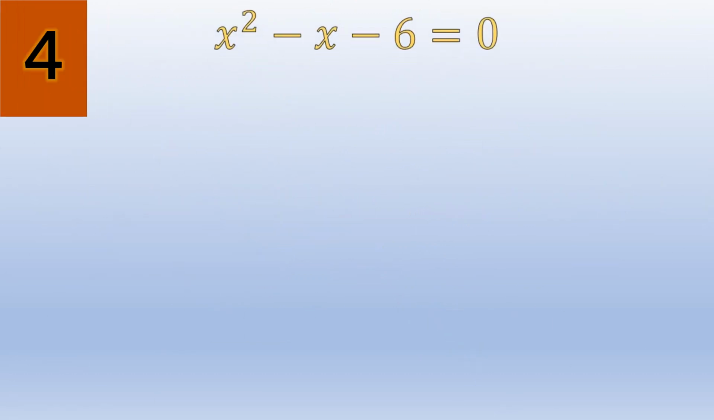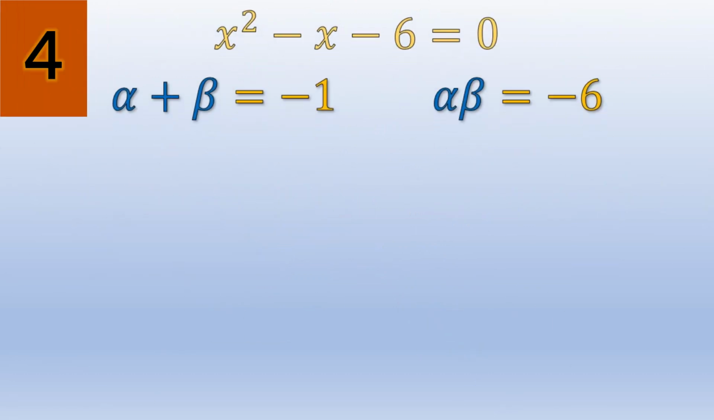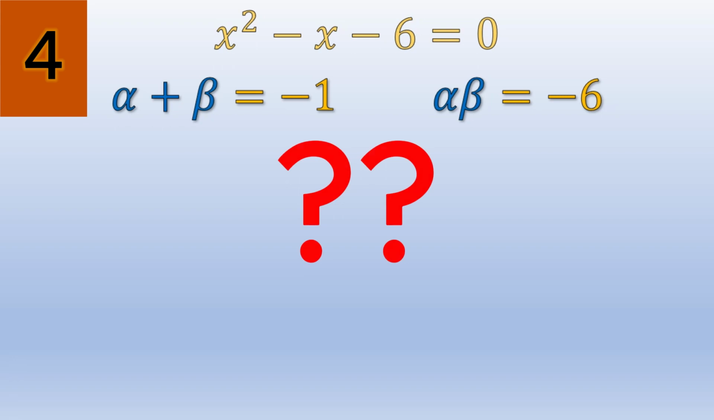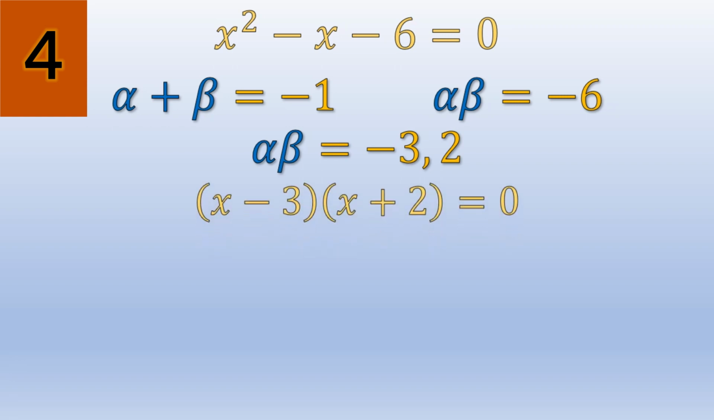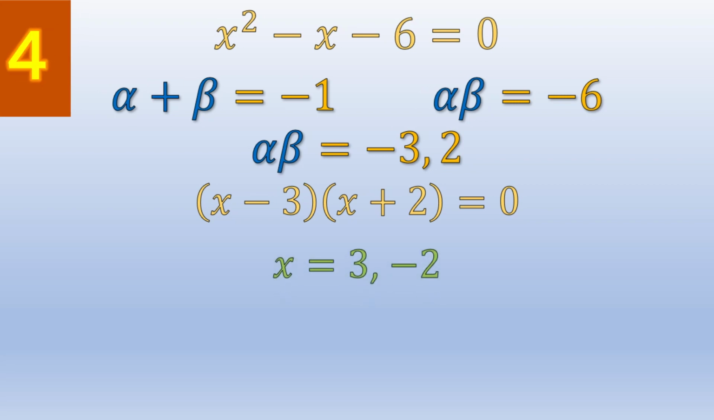Finally, the coefficient of x is minus 1 and the constant is minus 6. So what are the values of alpha and beta? Yeah, that's right. 2 and minus 3. So x minus 3 times x plus 2 equals 0. Therefore, x equals 3 or minus 2.